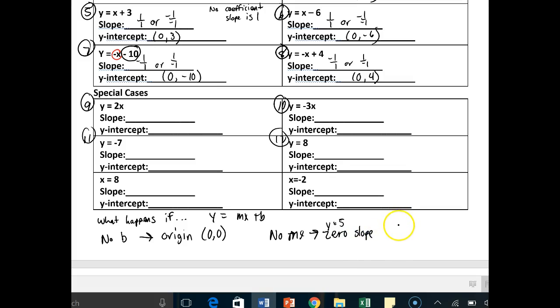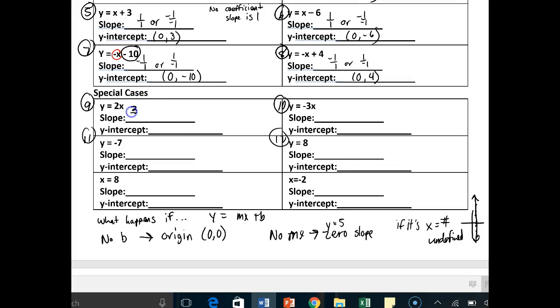And then finally, what happens if it's x equals a number? Then we have an undefined graph, right? We've kind of talked about this already. If you draw a coordinate plane and at every value x is, say, 1, then you're just going to have this vertical line where no matter what the y value is, the x value will always be 1, and you get this undefined line.